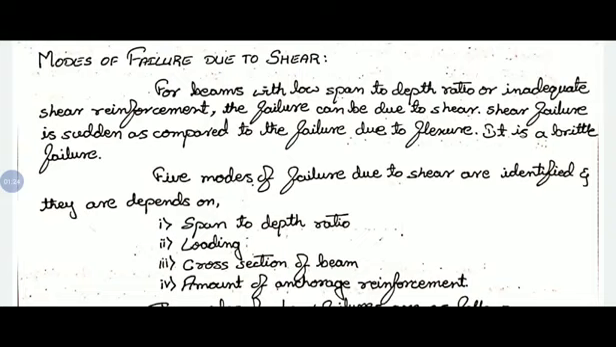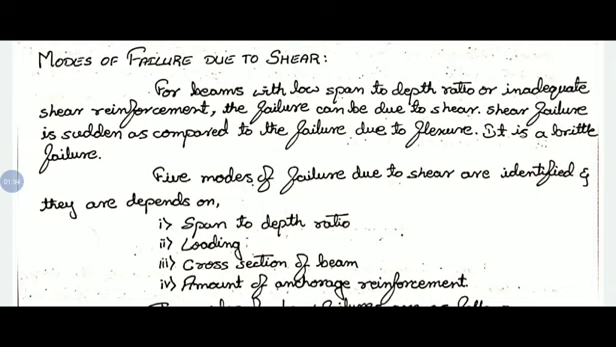So the main factors on which the shear failures depend are span to depth ratio, that is L by D ratio, and loading, whether it is moving loads or constant loads, UDL, UVL, and load intensity, all those things, combination of loads. Then cross section of the beam. Cross section means it is directly related with moment of inertia of the section.